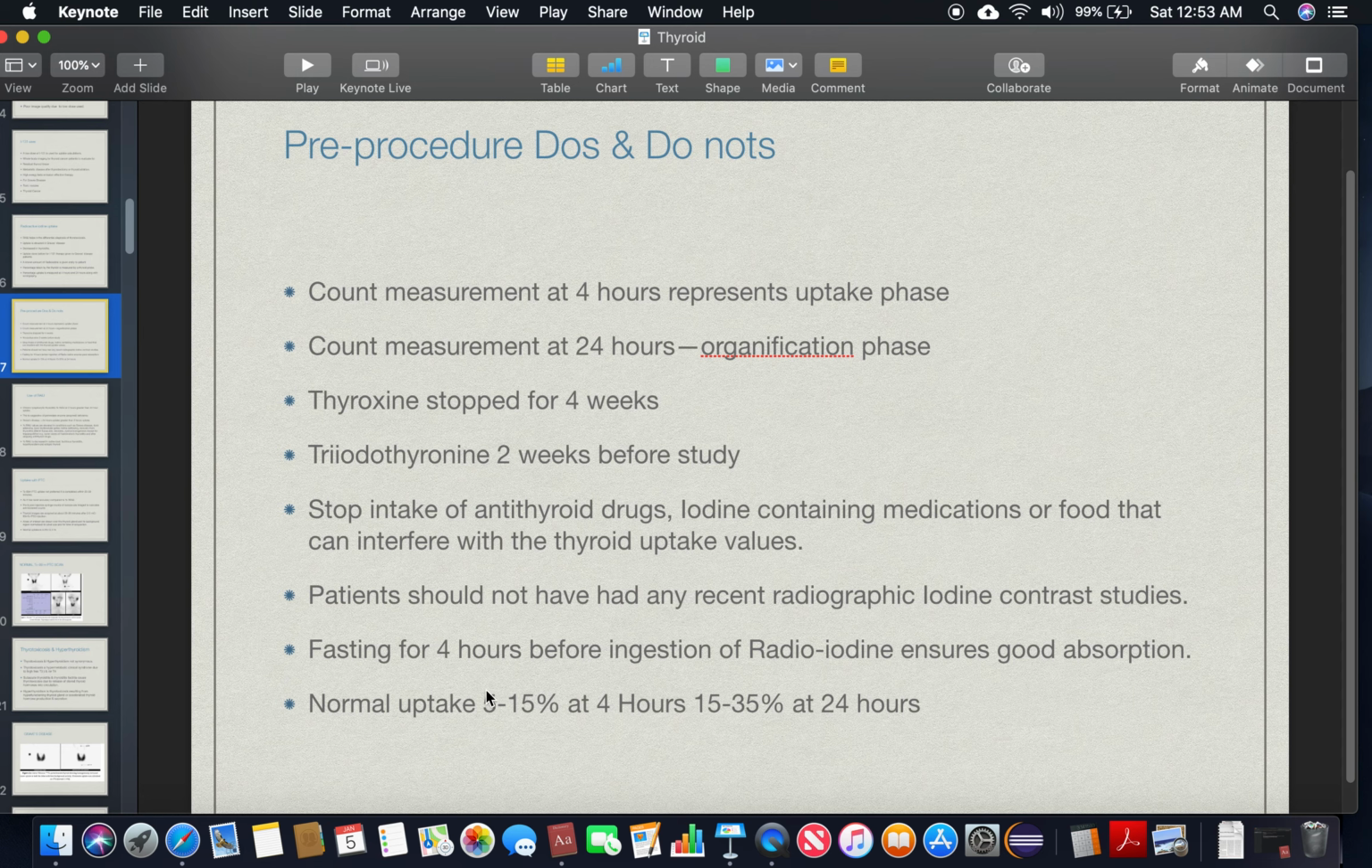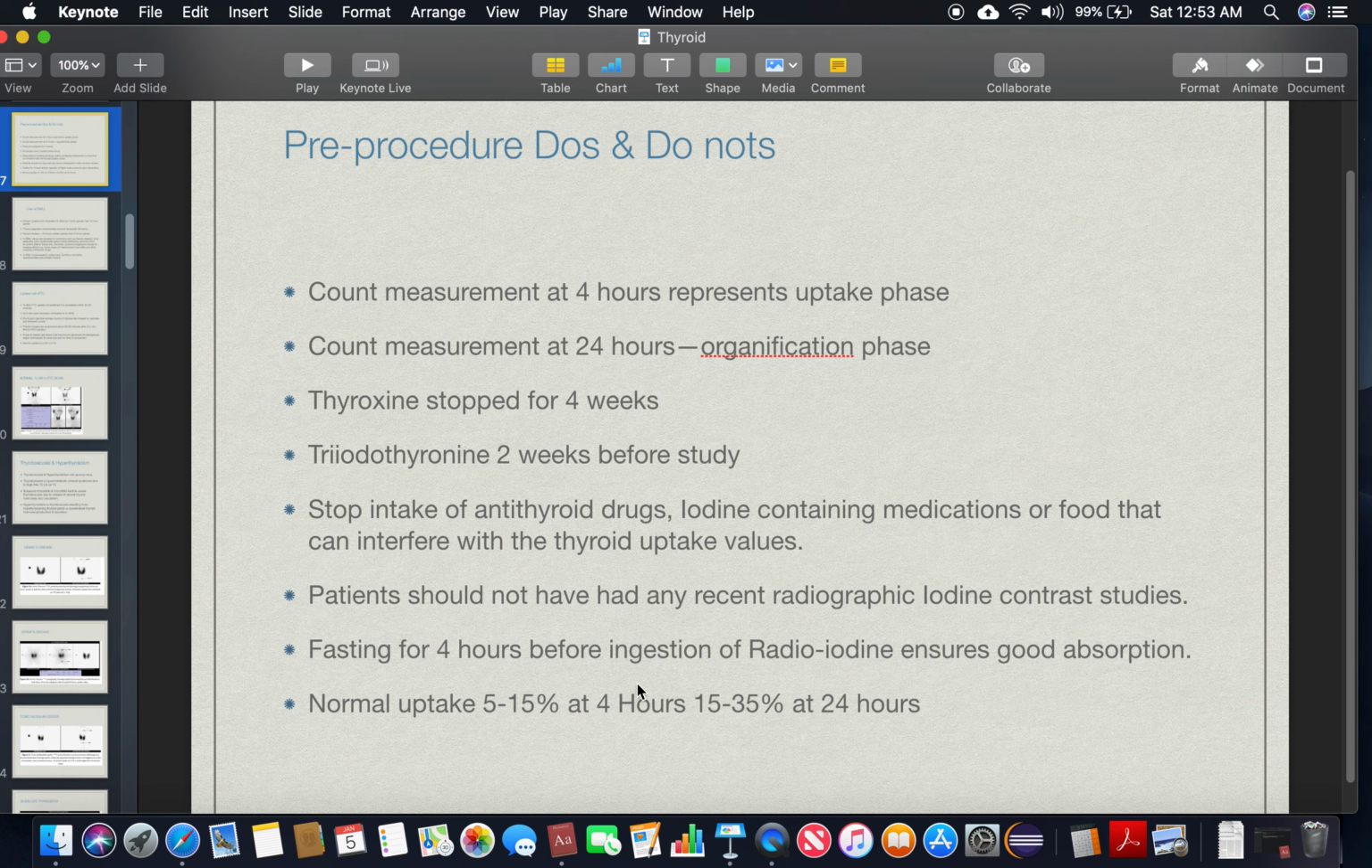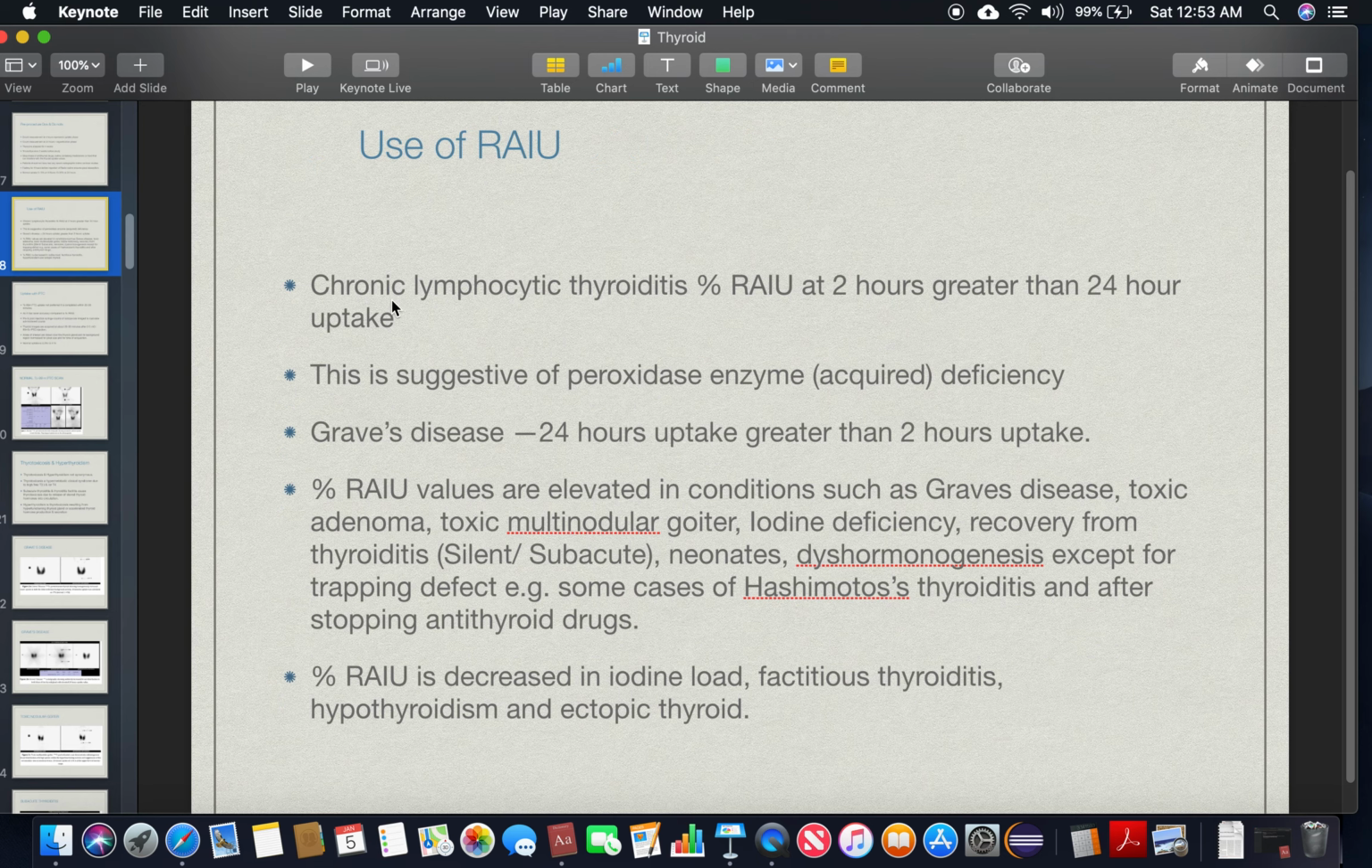Typically, the patient is fasting for 4 hours before ingestion of radioiodine to ensure good absorption, and the normal uptake values are 5 to 15% at 4 hours and 15 to 35% at 24 hours. Now, in chronic thyroiditis, the uptake at 2 to 4 hours is greater than at 24 hours, which is suggestive of peroxidase enzyme deficiency. In Graves' disease, 24-hour uptake is greater than the 2-hour or 4-hour uptake.